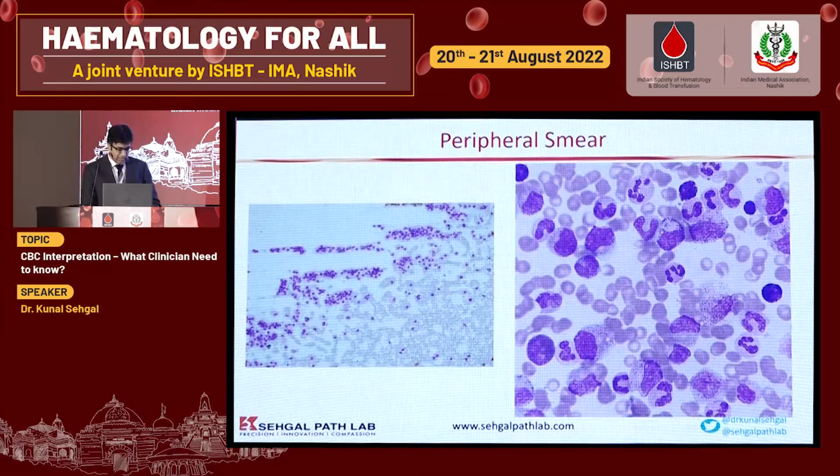Now this is the peripheral smear over here. So this is the low power view, and the high power view, typically I said there's leukocytosis. And you are seeing a mixed population of neutrophils, metamyelocytes, myelocytes, promyelocytes. There are some eosinophils, there are some basophils around here. See, the basophils are here. So it's a leukocytosis, there is left shift, there is basophilia.